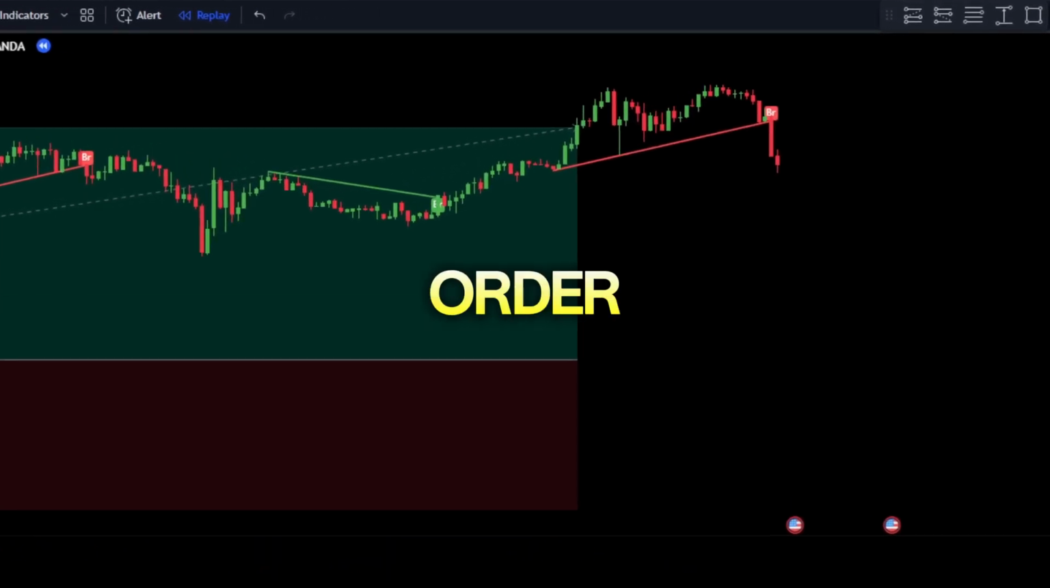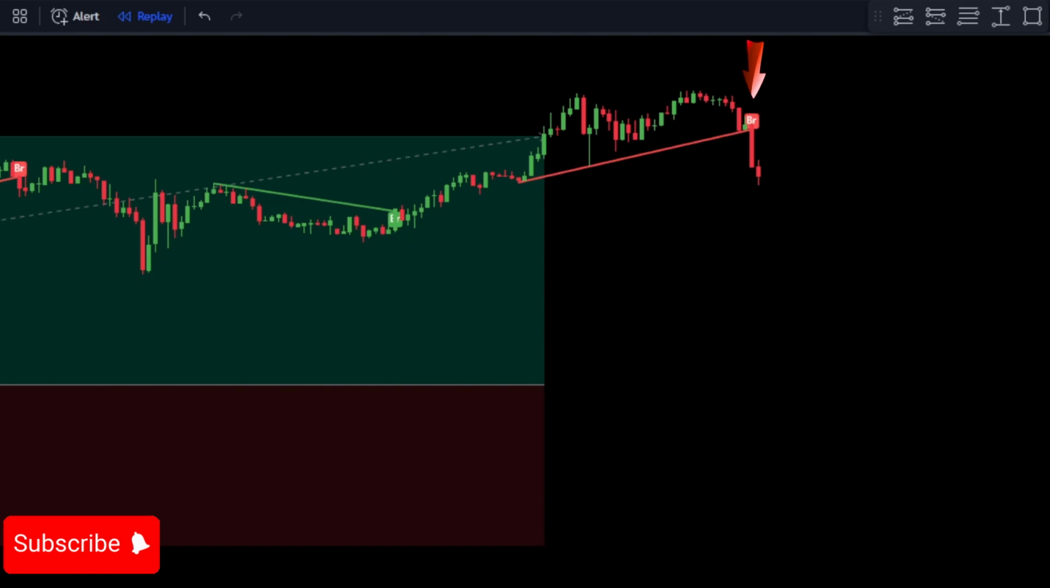How to place a sell order. If a red breakout signal appears, it indicates a bearish breakout. In this situation, your main focus is to place a sell order.